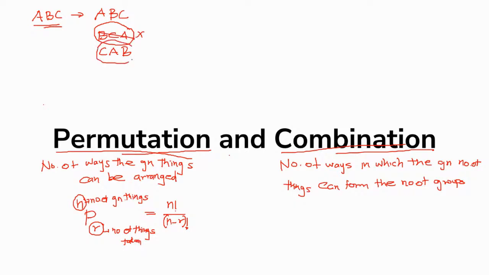In the next case also, CAB is another arrangement, so this is not a new group and will not be counted. So for three members given, and I need to form a three-member group, how many such groups are possible? Only one such group is possible.